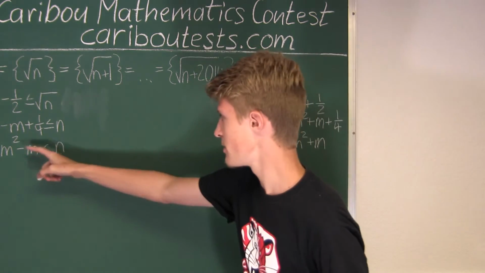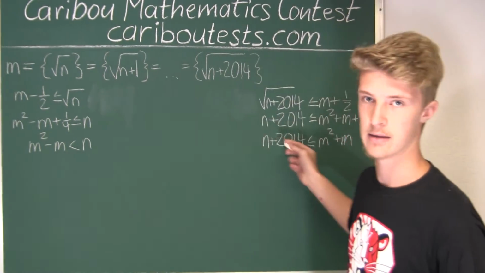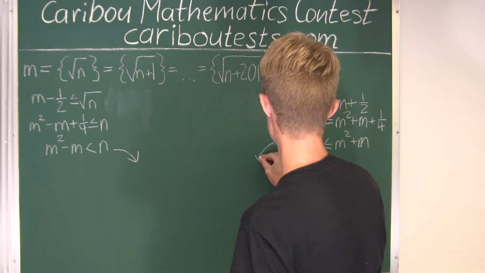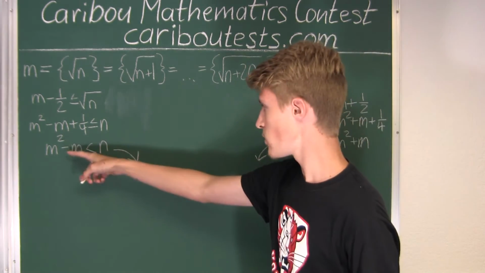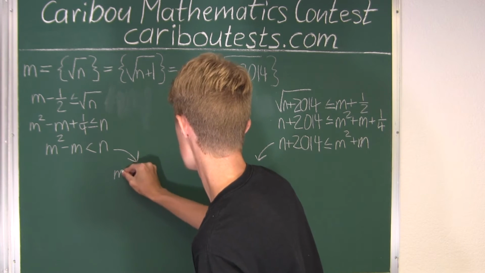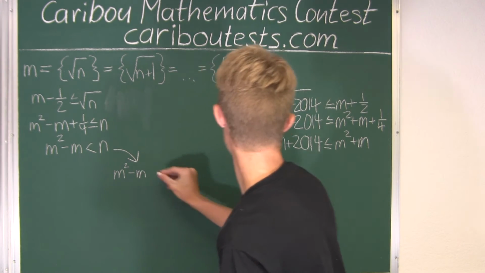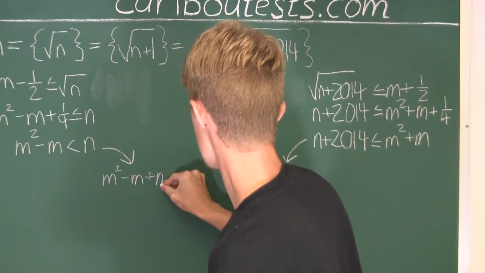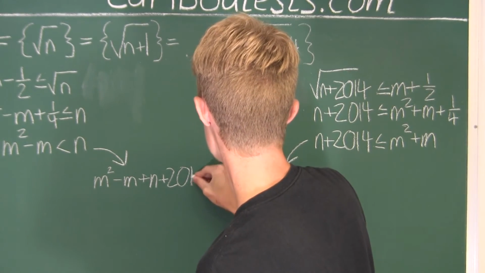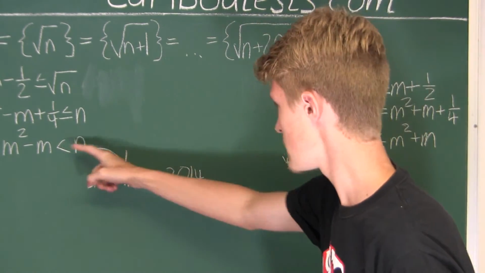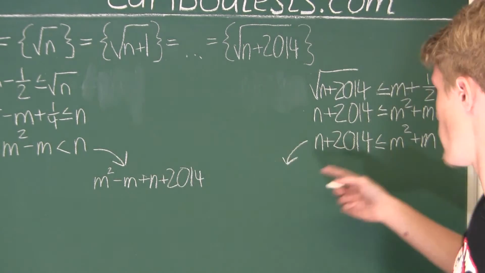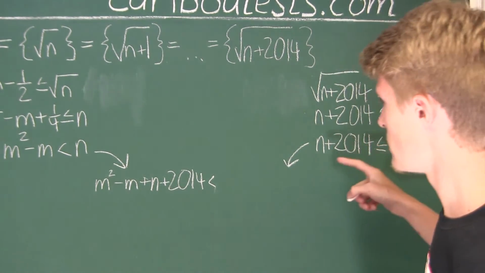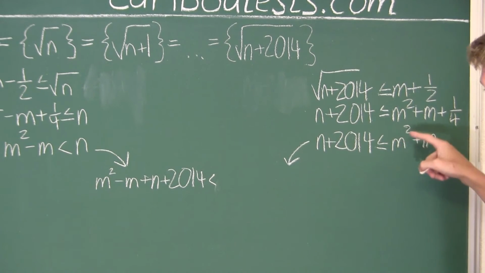Alright, now let's add both the left-hand sides and the right-hand sides. Alright, so we have m squared minus m, and we have plus n plus 2014. And now, since we have less than or equal to, when you add both, well then you are left with less than. And then on the right side we have n plus m squared plus n.